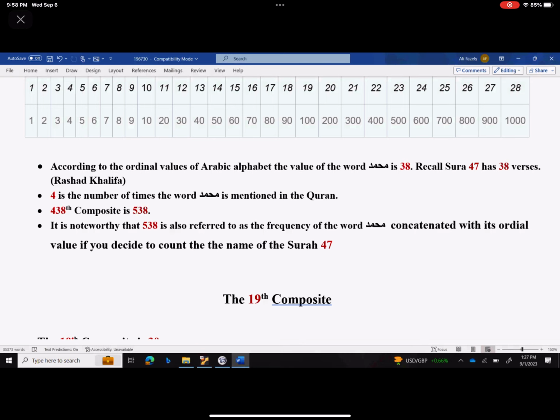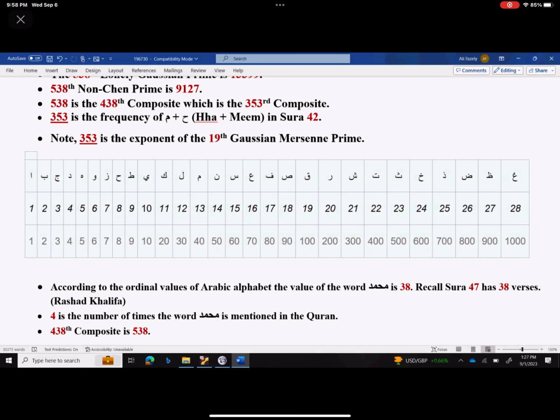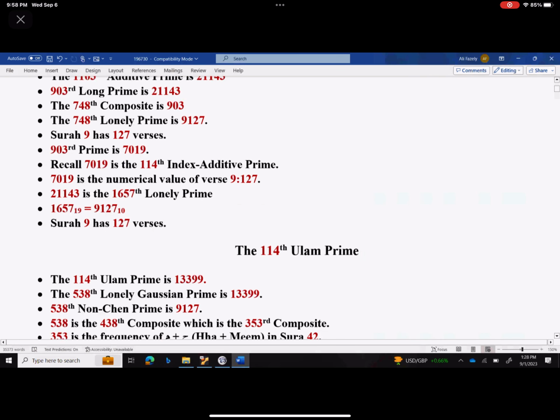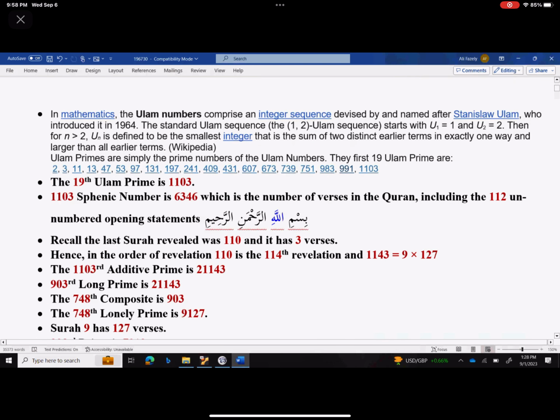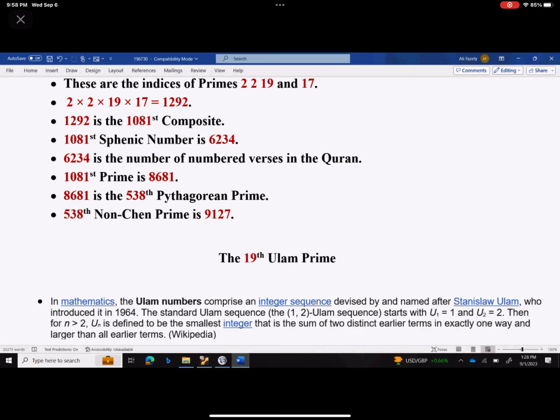Can you imagine this? I mean, this is beyond our imagination. So here we go again with this last bullet, the 538th Non-Chen prime 8997. Which tells you again it came out of the mouth of Muhammad, which was inspired by God. That whole process was an inspiration from God.